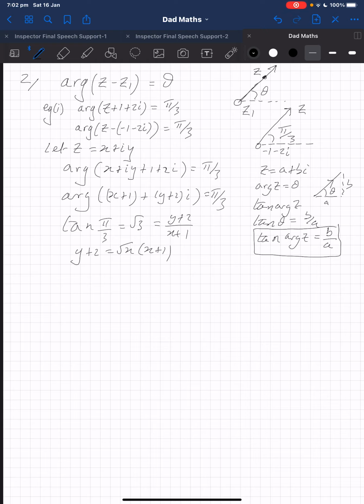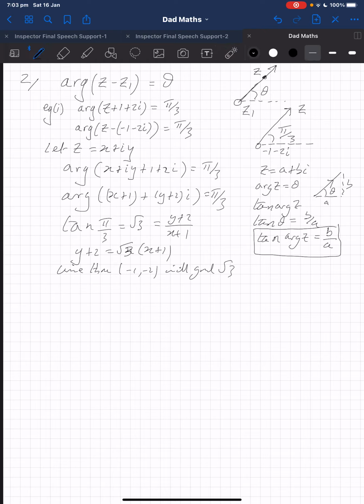And what is this? This is the equation of the line through (minus 1, minus 2) with gradient root 3, which is consistent with what we see with the equation here: it starts at minus 1 minus 2i and goes at an angle of pi over 3, which means that the gradient is root 3.